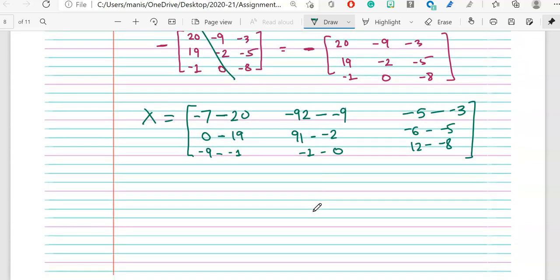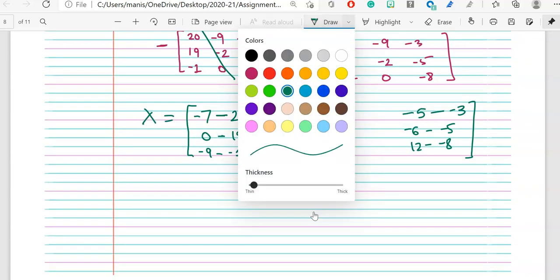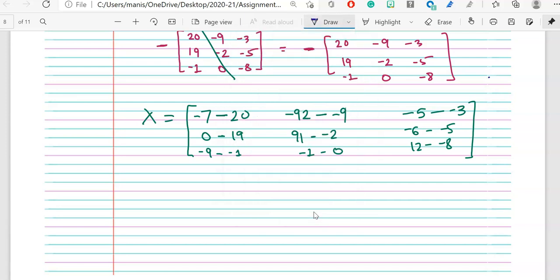Let's scroll down a little bit. Okay, so my final answer will be: negative 7 minus 20 gives me negative 27. This will give me negative 19. This will change to what? A plus sign over here. Negative 9 plus 8 plus 1 will give me negative 8. This will be a plus sign over here. So what will happen over here is this will be negative 83.